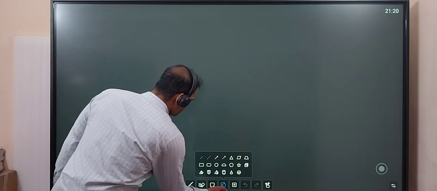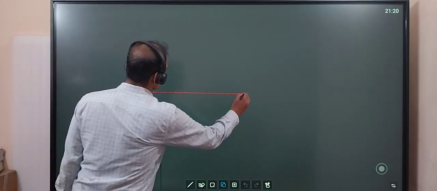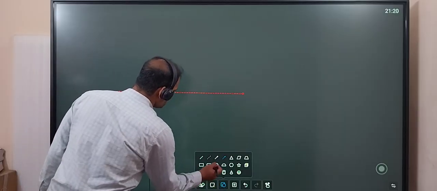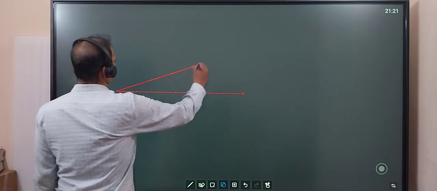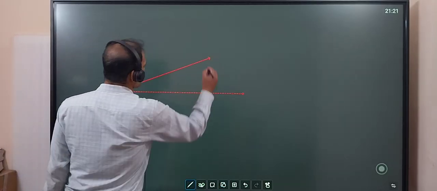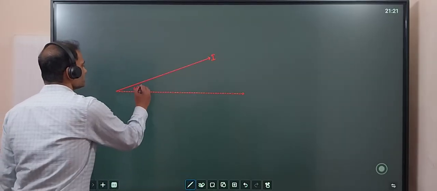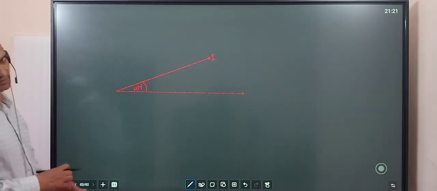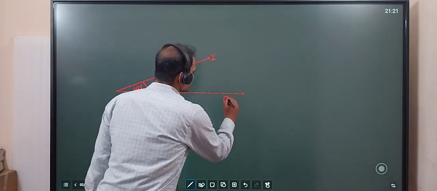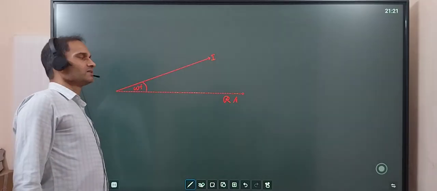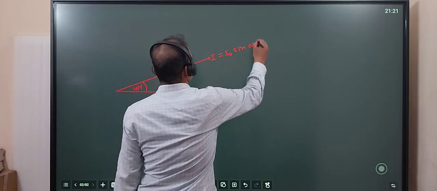So I will show the reference axis. This is our reference axis, and I will show you the current phasor. Okay, the current phasor was this way. I will call it I. The current phasor was making an angle omega t with the reference axis, because the equation of the current was I naught sine omega t, right?